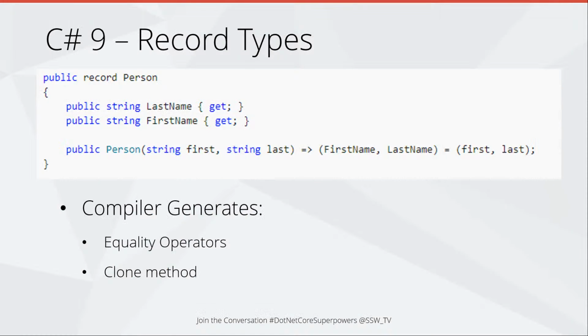Something else about these record types, they do a few interesting things. When they compile, they'll compile an equality operator. So you can go put this person equals that person. It won't go by object reference. It will go by comparing values. They also have an auto-generated clone method. So things that you would have to write yourself if you wanted to build your own pattern for this in C# 8, you get that generated for you with the C# 9 record types.